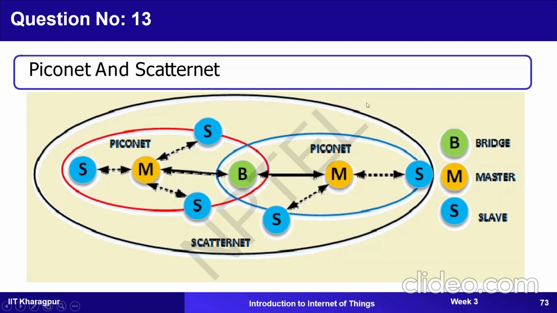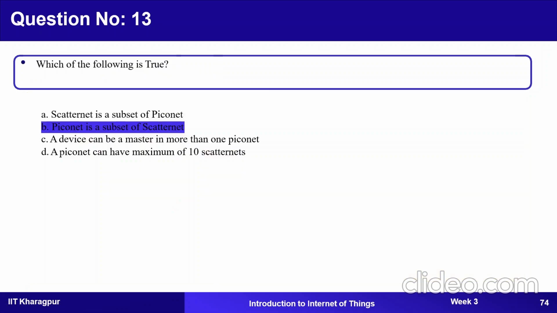So this figure is showing what exactly a piconet is and what a scatternet is. Basically, whenever devices interact with each other, they form a network which is called your piconet, and scatternet is the superset of different piconets which are adjacent to each other. So this is the correct option. B is the correct option.